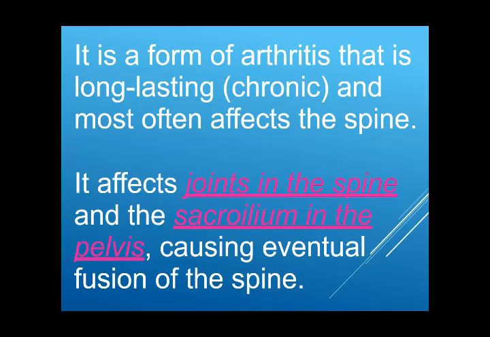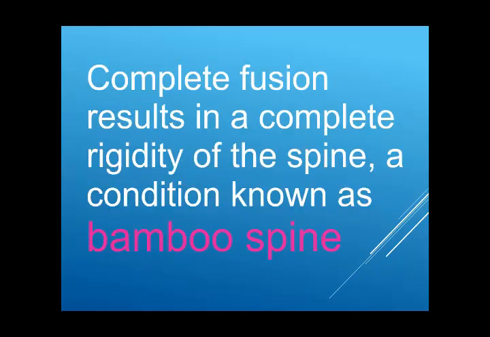Sacroiliitis can also be seen in patients with enteropathic arthritis like ulcerative colitis and Crohn's disease. So it is a chronic disease involving the axial joints, mainly the sacroiliac joint and the spine. Sometimes this chronic inflammation leads to complete fusion of the spine, leading to a bamboo spine. In a bamboo spine you have a rigid, calcified spine.